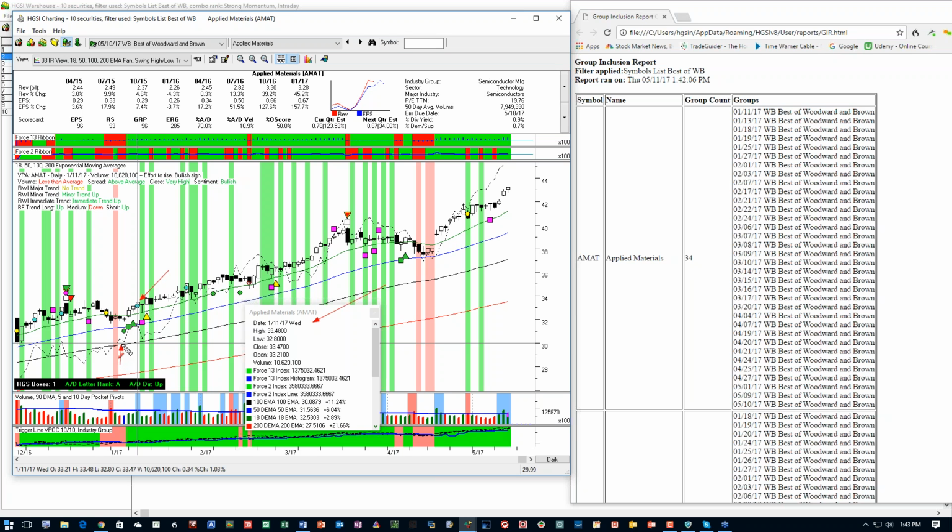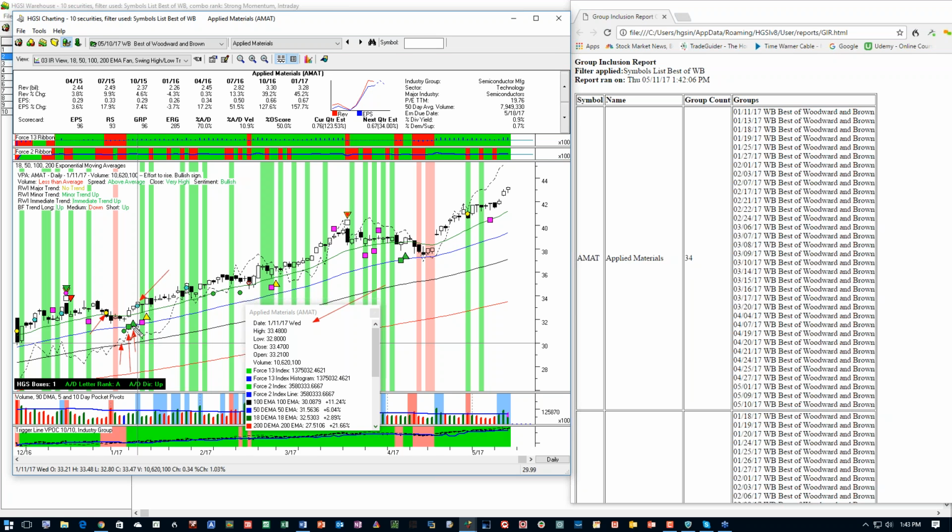You can see that there were 1, 2, 3 prior VPA flags, and it was also near the 18-day exponential moving average, and it was in the fan formation. In other words, this stock was already in a strong trend. It has to be considered to be in a strong trend if it's in the fan formation, where the 200 is here, the 100 is here, the 50 is here, and the 18-day exponential moving average is here.